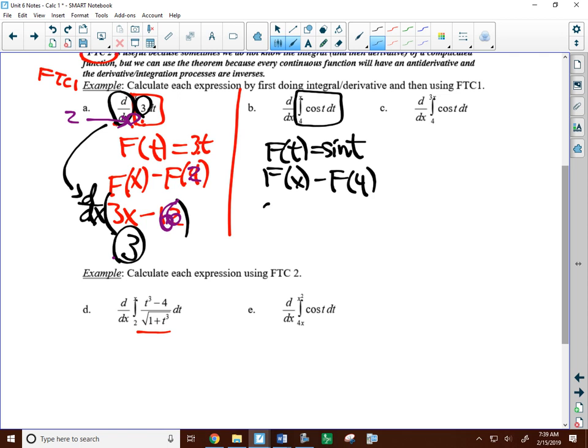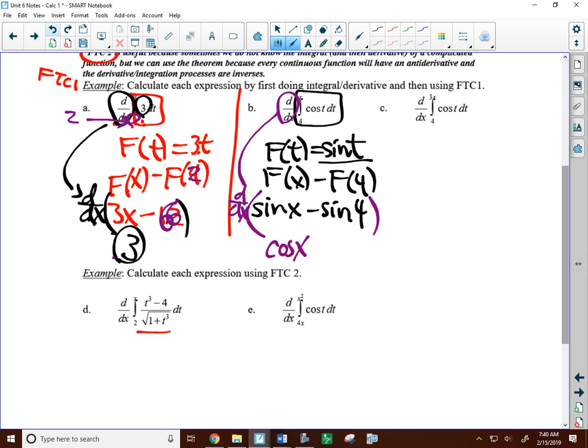So I plug that in, it's going to be cosine, oh, no, I'm doing the wrong one, sorry. Sine, going to my antiderivative. Sine of x, we'll plug in x, minus sine, and then plug in 4. Now I'll just pull down d dx. So what we're doing is just doing the derivative with respect to the variable x now. The derivative of sine x is cosine x. And then the derivative of sine of 4, that's a number. So the derivative is 0.